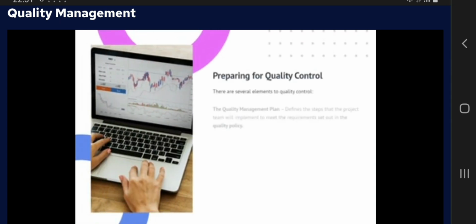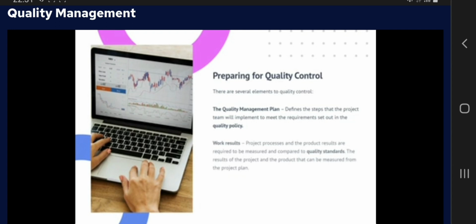Preparing for quality control. There are several elements to quality control. The quality management plan defines the steps that the project team will implement to meet the requirements set out in the quality policy. Work results, project processes and the product results are required to be measured and compared to quality standards. The results of the project and the product that can be measured from the project plan.